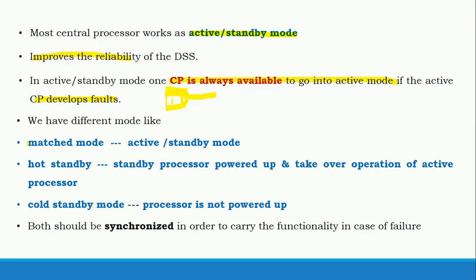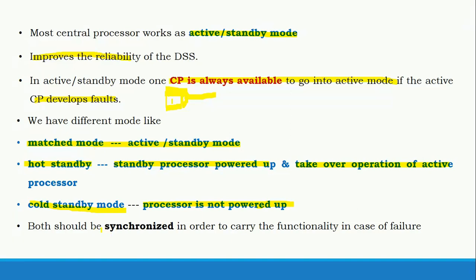So we have 3 modes listed. It may be matched mode, which is active standby mode, as we know earlier. And there may be hot standby mode. What does hot standby mode mean? You need to give initiation for the processor. That means whenever your processor is not working, the standby processor is powered up, and it will take over the operation of the active processor. That means it will completely replace it. And in cold standby mode, the instruction has to be given for the processor, because the processor is not powered up. That means it will be disconnected. Afterwards you need to connect it and make it active.